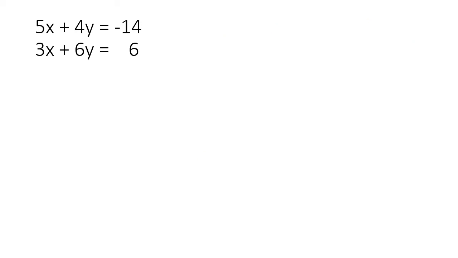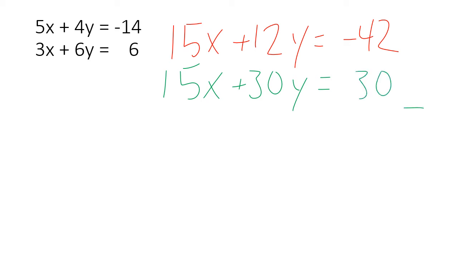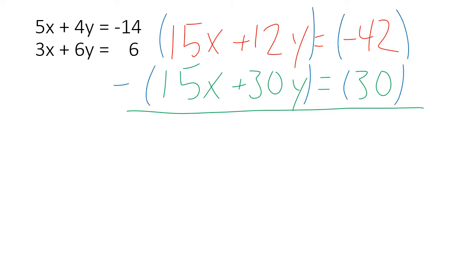All right, so on the last slide we had 15x scaled up plus 12y is equal to negative 42, and then on the other equation we had 15x plus 30y is equal to positive 30. So in order to eliminate the x's, I have to subtract here. So I'm going to subtract. 15x minus 15x becomes 0.